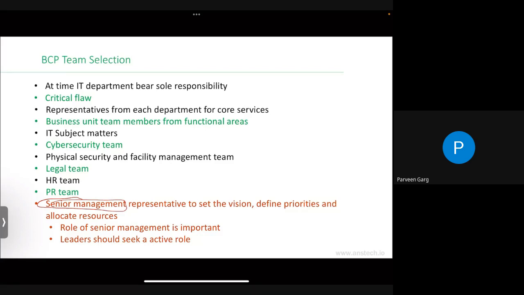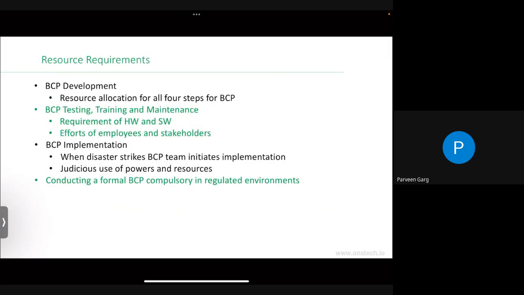So the team is selected from all critical teams, and then you work out the resource requirements for the business continuity itself. You might need certain additional resources. If you want to test what will happen if that website goes down, you have to make those resources available to the business continuity team. This is not about the resources required for creating the plan; it is what the BCP team might require to carry out business continuity planning and implementation.